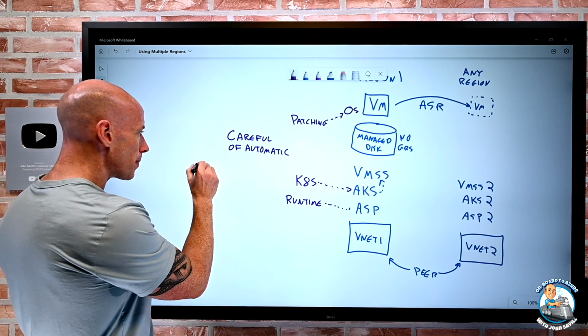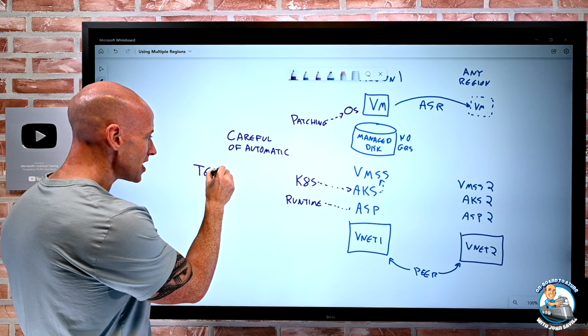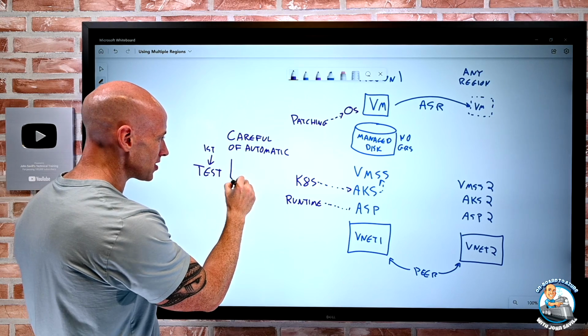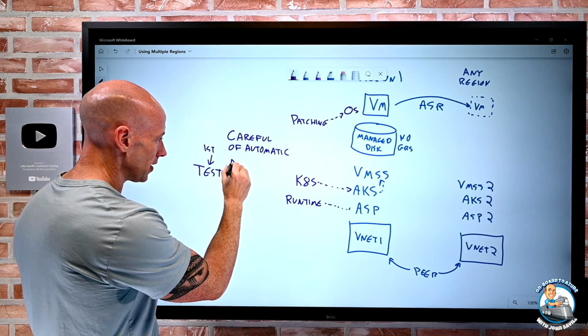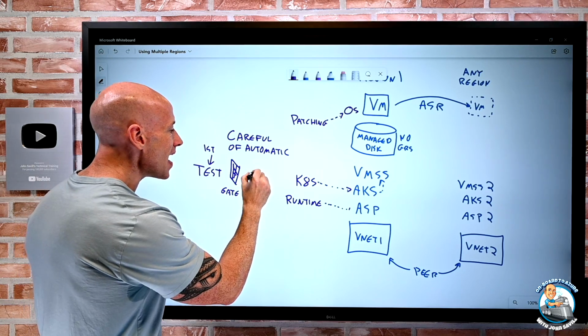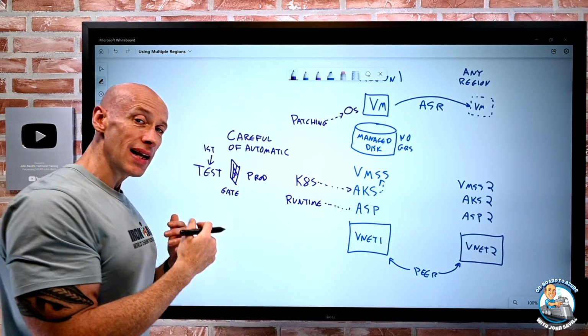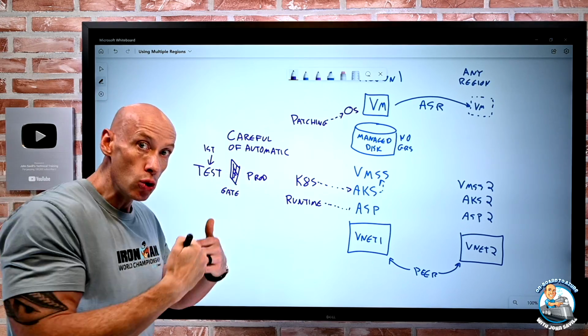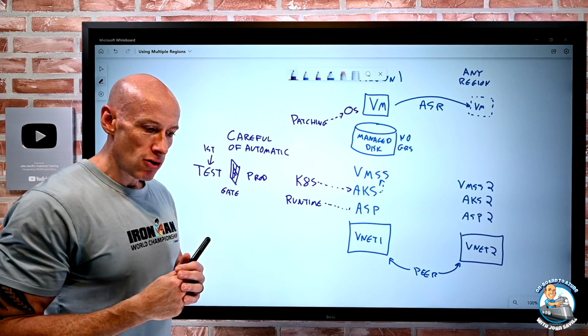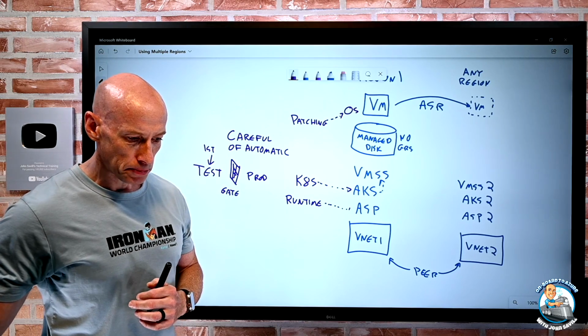So I always want to think about applying something to test first and having a gate. I don't know how to draw a gate. That's a terrible gate. I'll draw the word gate. Have a gate and then roll out to prod. And ideally, maybe stagger if I've got active-active to different environments. Don't just let it automatically roll out throughout the whole world.